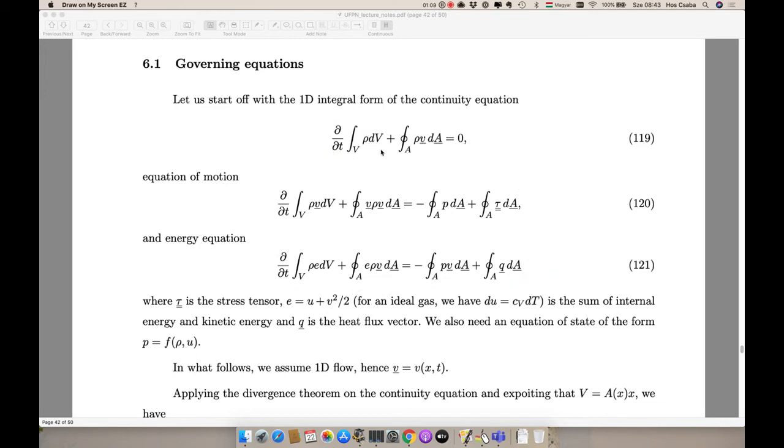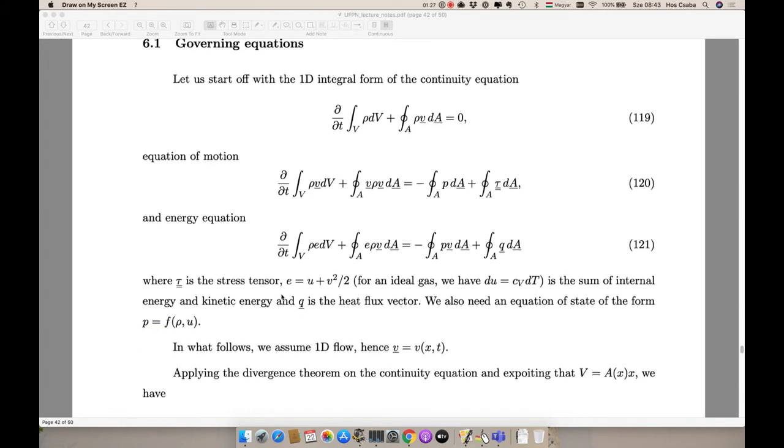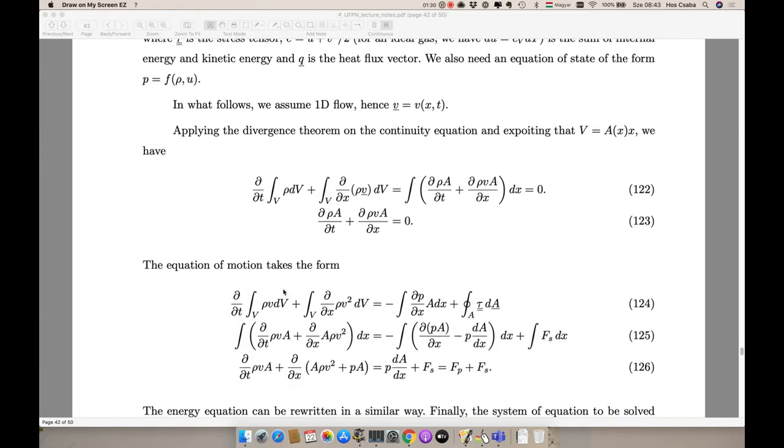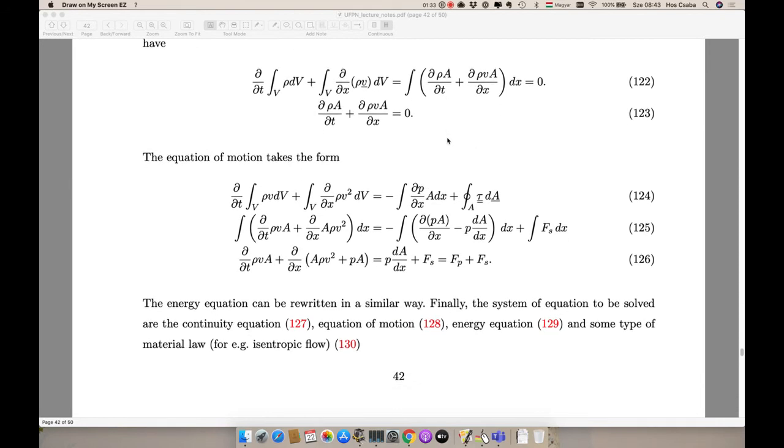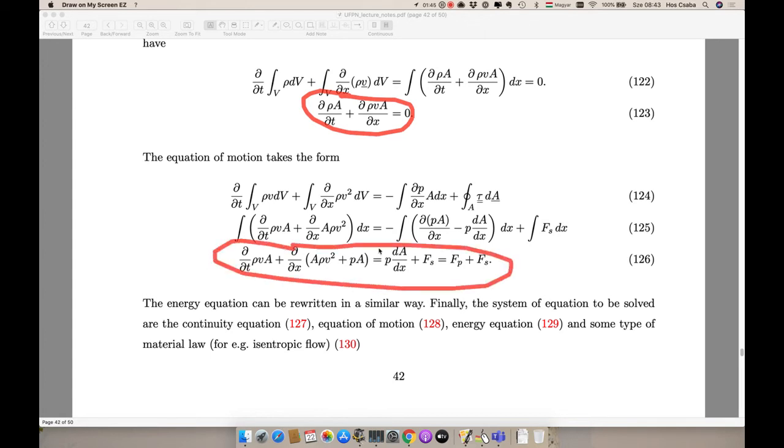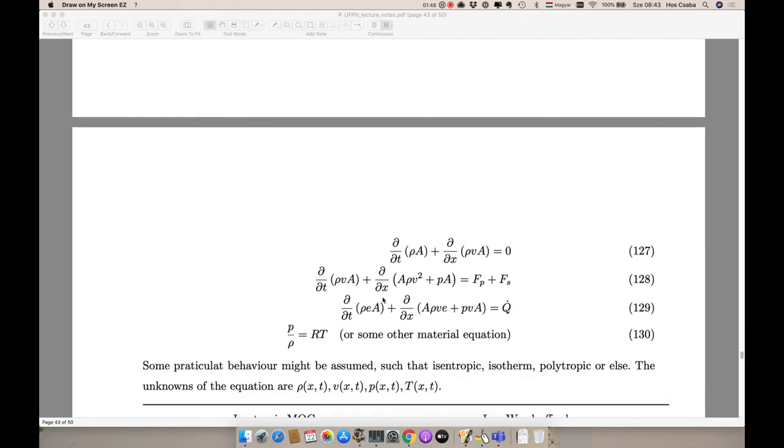And we have four unknowns because we have density, velocity, pressure, and temperature or energy. So we'll need a fourth equation, which is some kind of state equation, relating pressure and temperature. For an ideal gas, this is the ideal gas law. And then, as we already said, applying the divergence theorem, you can rewrite these equations in another form, which includes only a spatial and a temporal derivative. These are given here, and also the energy equation here.